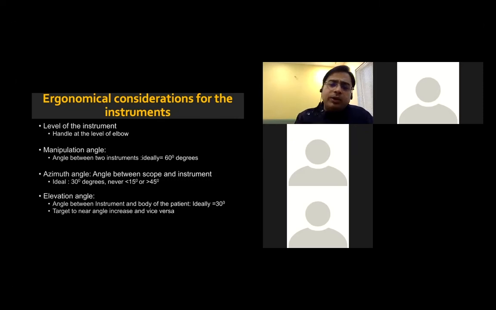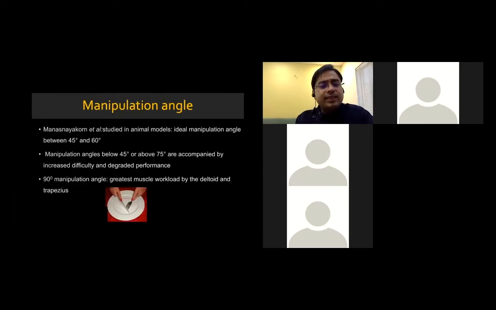One thing is, whenever you keep the laparoscope between the 2 working instruments, the depth perception is far better than keeping it on one of the sides. And this angle helps you gain a better depth perception. Elevation angle is the angle that your instrument forms with the body of the patient. This angle should never be more than 60 degrees. Once it goes more than 60 degrees, your shoulders start to get abducted, and over a period of time, you will start to have a lot of pain.